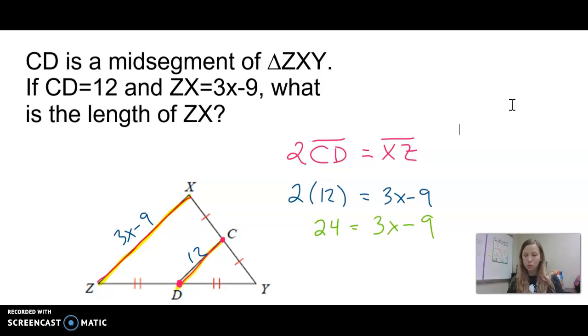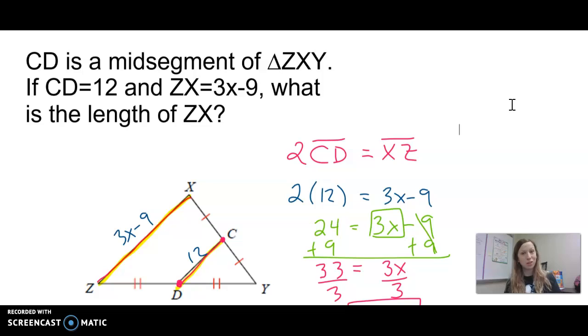To get x alone, we have to get rid of the minus 9 by adding 9 to both sides. So we end up with 3x equals 24 plus 9, which is 33. And then the last step we need to do is to divide by 3. X is 11. Now we have found x, but that is not what it asked for in this problem.